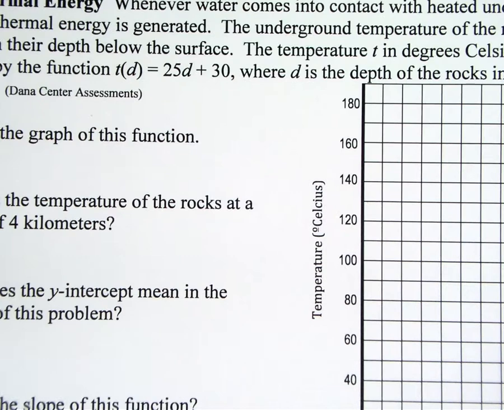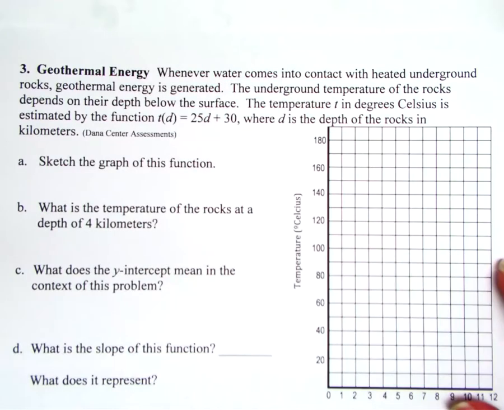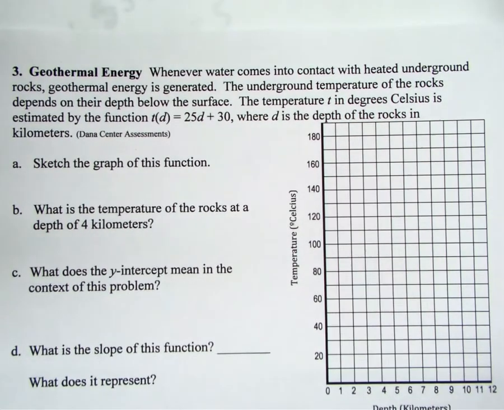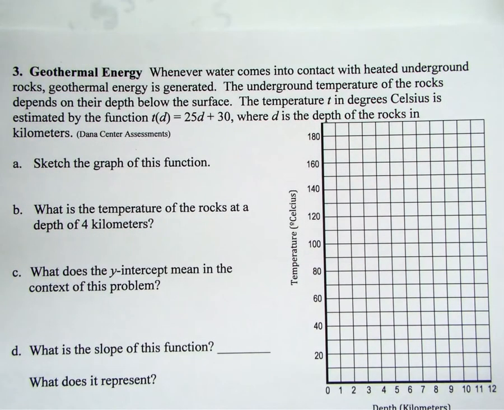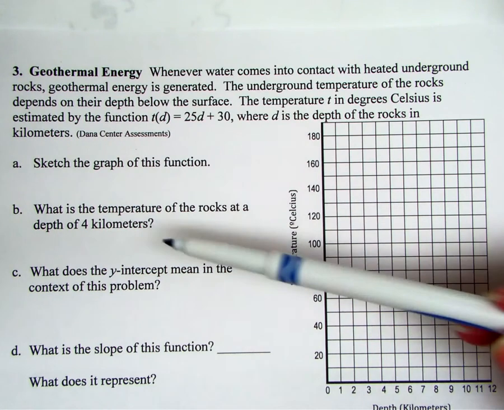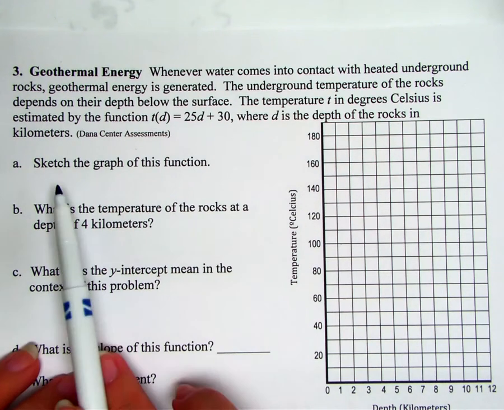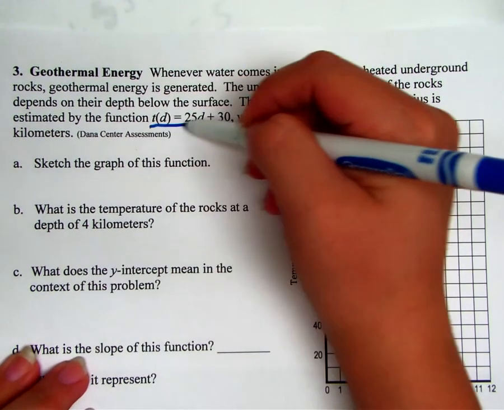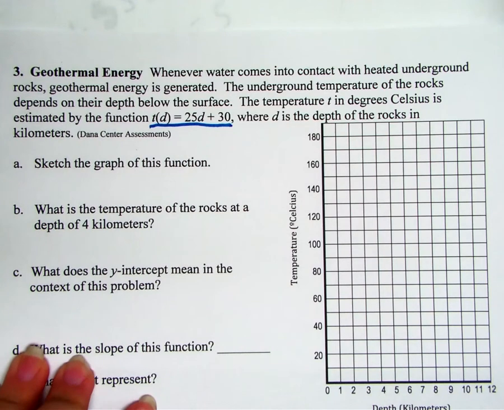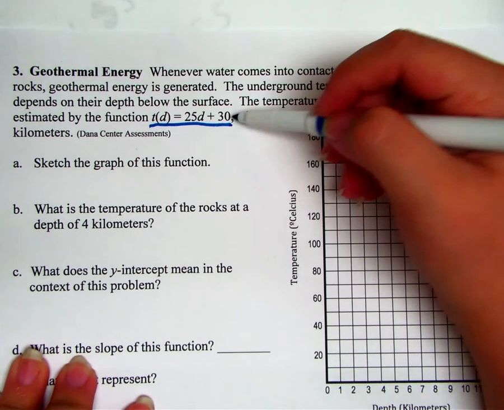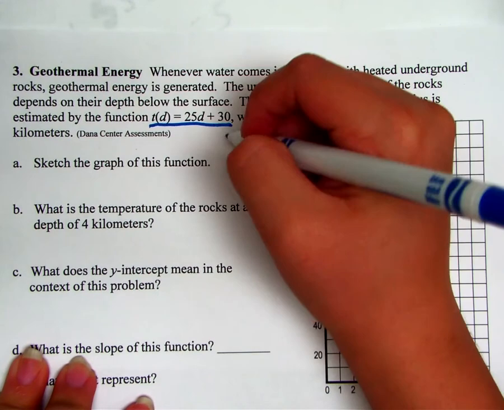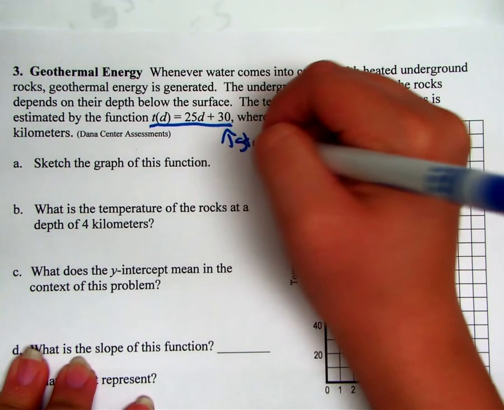Now this one you have a word problem. Go ahead and pause this video if you need to read it, or read it on your paper. So it's a multi-step problem. You have A, B, C, and D that you need to answer. The first one says they want you to sketch this function right here. So if you're going to sketch it, you're going to start with your y-intercept. That is always going to be your starting point.